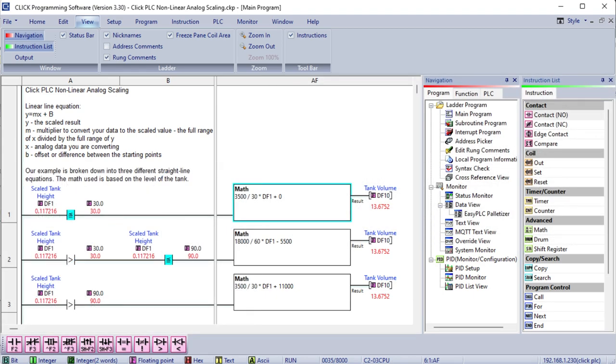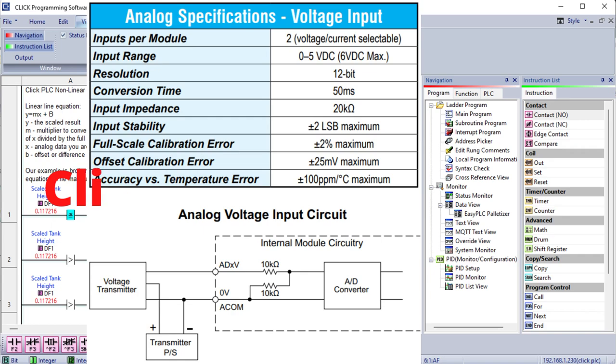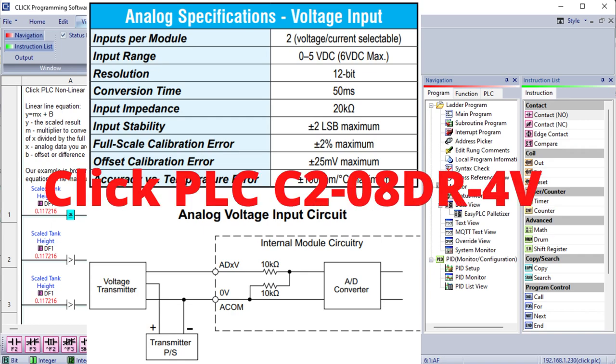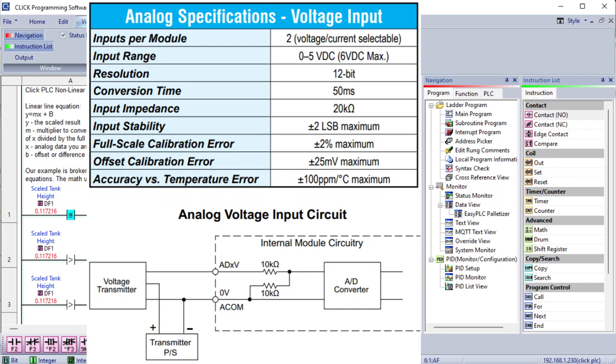Click PLC analog specifications. We are using a Click PLC C2-08DR-4VC discrete and analog combination module. Looking at the analog input specifications for the voltage, we can see the following. The input will accept voltage or current. This is selectable. The voltage range is 0 to 5 volt DC. This must match the sensor that we are using for the tank.